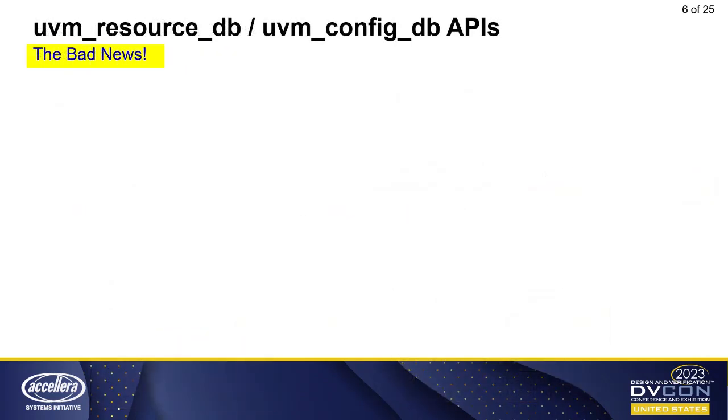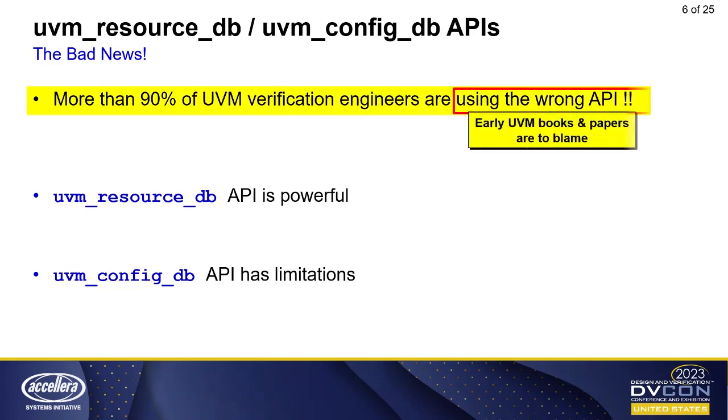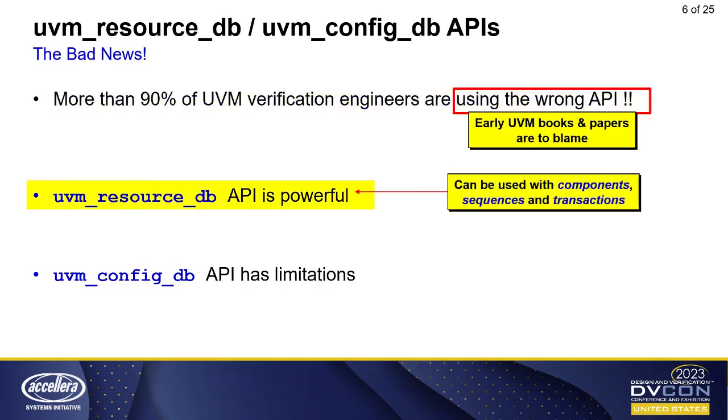So now for the bad news. We estimate that as of DVCon 2023, more than 90% of UVM verification engineers are using the wrong API. Early UVM books and papers all use the wrong API, the UVM Config DB API, and everybody just followed these bad examples.